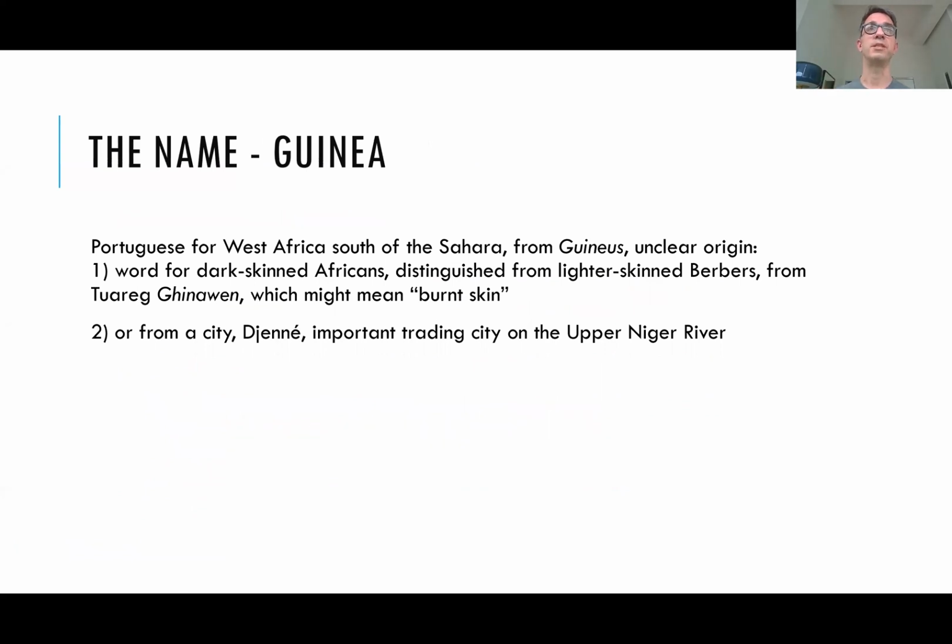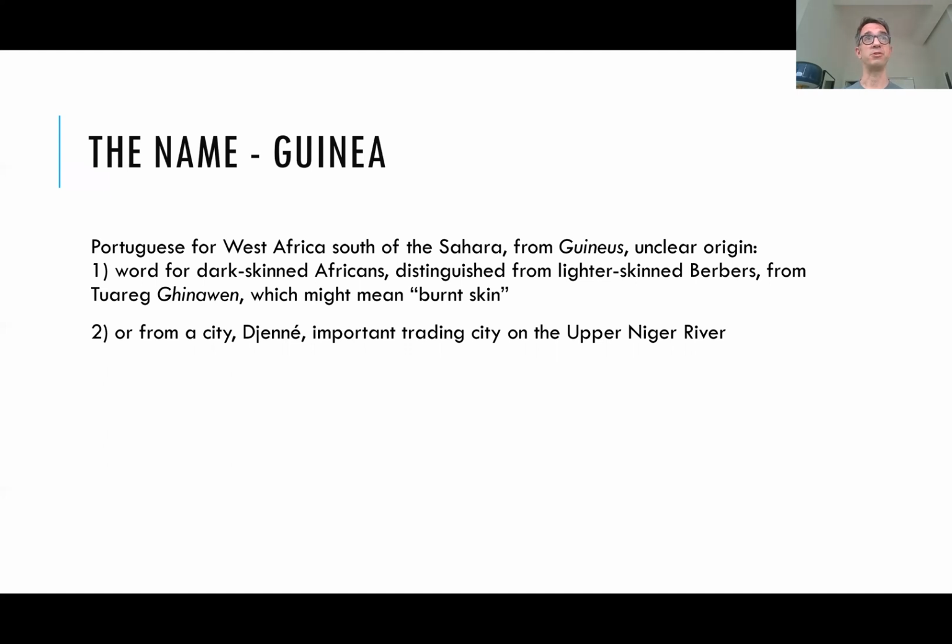The place that Gomes Azurara is talking about, he calls it Guinea. This is a word that the Portuguese used for West Africa, south of the Sahara. They call it Guinea or Guineos. The origins of that word are unclear, and I dug around a little bit and found that it may be from a word in Tuareg, a language spoken by North African people called the Berbers, and I can't pronounce it. I'm just going to say Guinean, which might mean burnt skin or just black person.